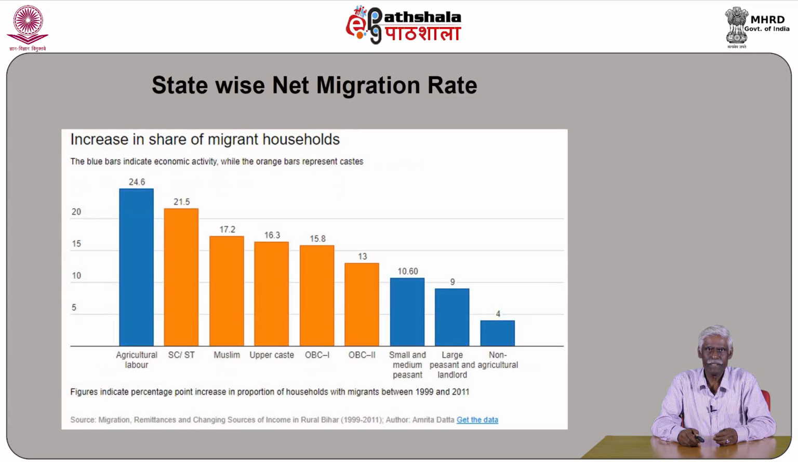Similarly, the diagrammatic presentation shows the percentage point increase in the proportion of households with migrants between 1999 and 2011. The diagram depicts the increase in the share of migrant households with respect to variables like agricultural labor, the various religious groups, small and medium peasants, large peasants and landlords, and also the non-agriculture category. It clearly depicts that migration is dominated by agricultural laborers, and the share of income is at a higher level.